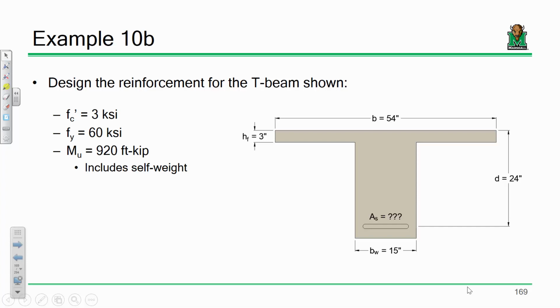Everything's factored. All the self-weight and the load combos are already built into that. So step 1 is just Mu is 920 foot-kips. There's nothing to do. That's kind of the whole point.